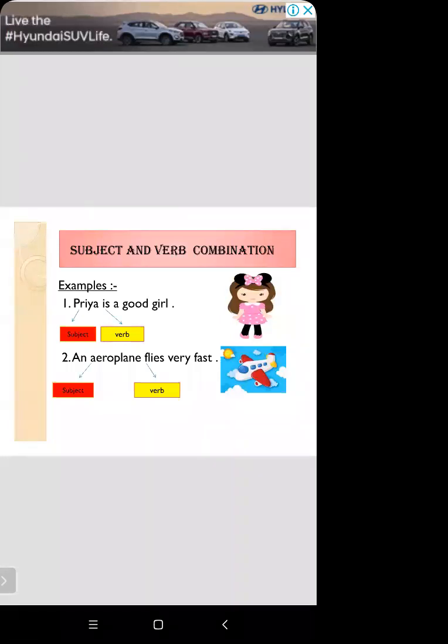Clear? Now next one is your verb. Verb is here as a flies. You know very well, action word क्या हो रहा है? Action word क्या है? Flies means उड़ना. So here you notice the verb. So you have to know that a sentence contains a subject and verb combination. एक complete sentence के लिए हमको subject और verb का combination होना बहुत जरूरी है. Clear students? So both the examples show you a subject and a verb combination in a sentence.